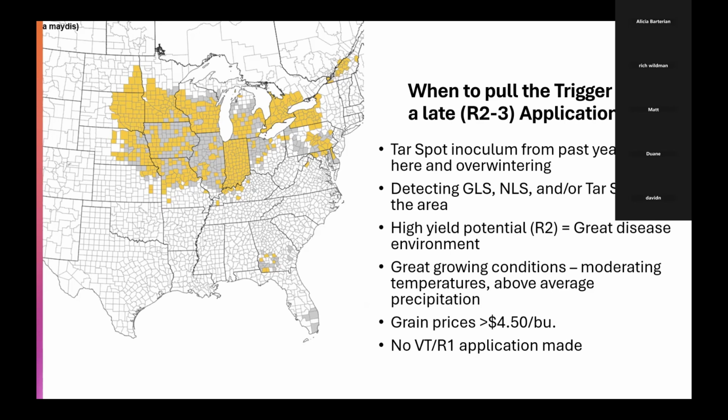For tar spot, it's moderating temperatures. It's 2023, where we had a lot of cloudy, smoky, cooler conditions. That's really going to build itself towards when we can see more tar spot. And if grain prices go up, cross our fingers, that makes this decision a little easier. If you've not made any application and you're into R2, you really need to pay close attention and really be scouting your fields, because you really have got nothing set up at that point to help you out. And I think that's my last slide.